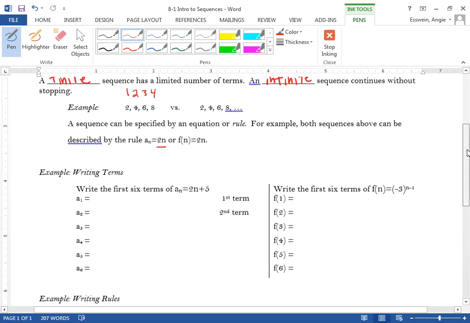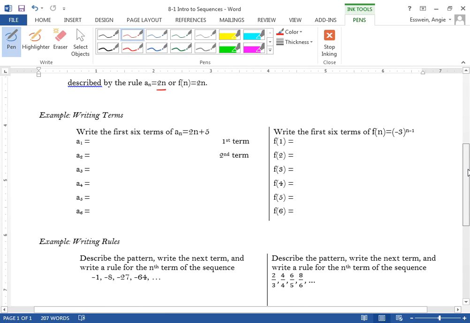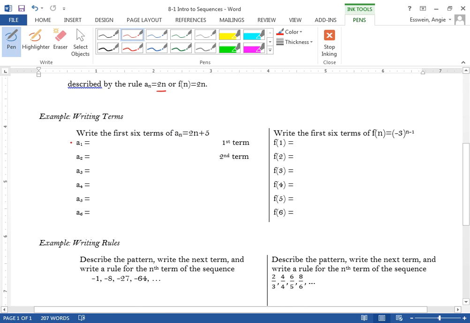So let's practice. One of the skills is just expanding, writing out the terms. This is the easy direction. So like for a sub 1, you literally plug in 1 whenever you see an n. So this would be 2 times 1 plus 5, or 7. And then this would be 2 times 2 plus 5, which is 9. And this would be 2 times 3 plus 5, 11. And you kind of get the hang of it, that it's then 13, 15, and 17, right?